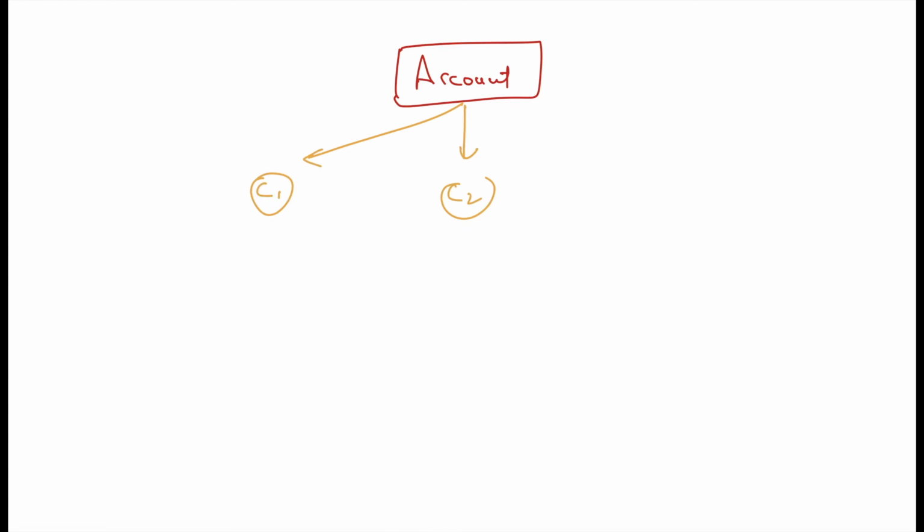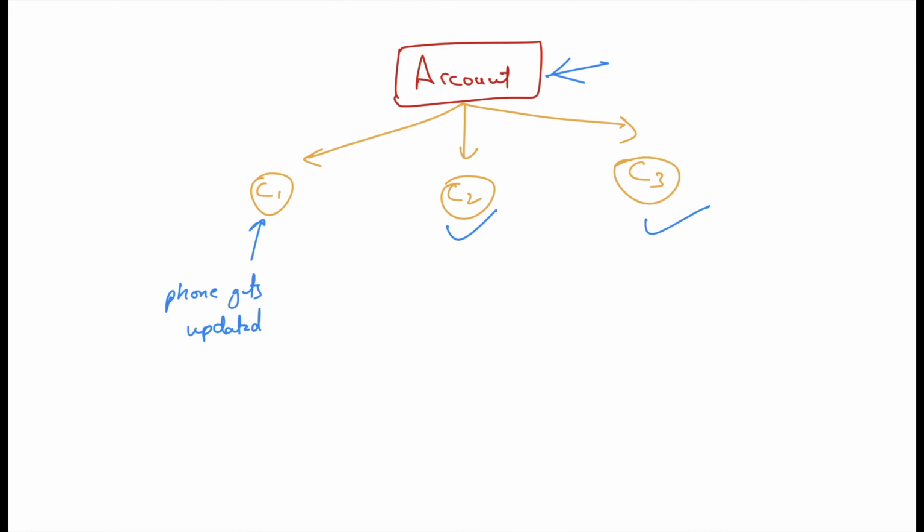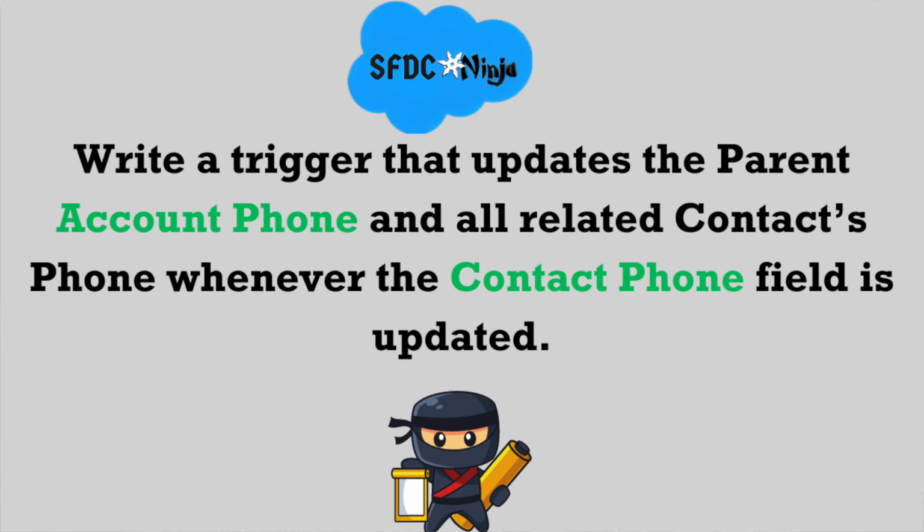Let's say we have an account, and on that account we have multiple contacts, let's say C1, C2 and C3. Now when the user updates the phone of C1, then the phone of this account should get updated, plus the phone of these contacts should also get updated. So this is the scenario. I hope now it is clear to you.